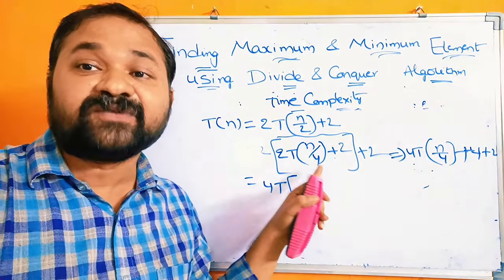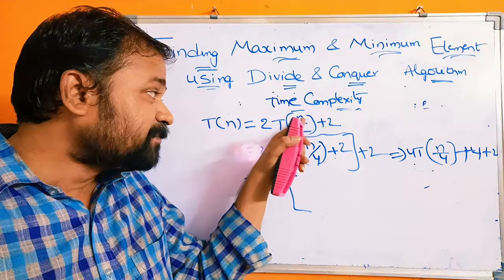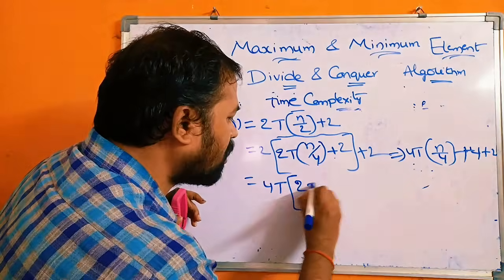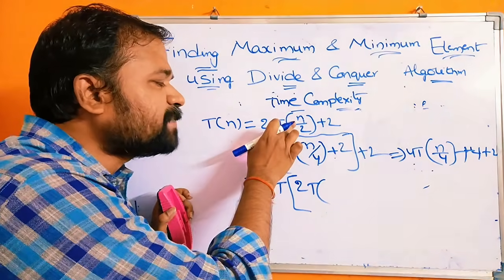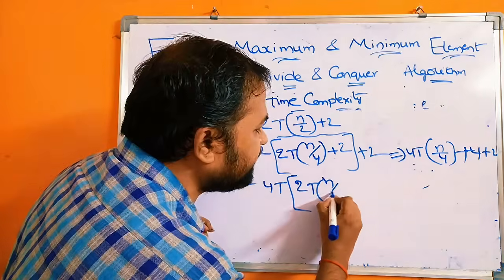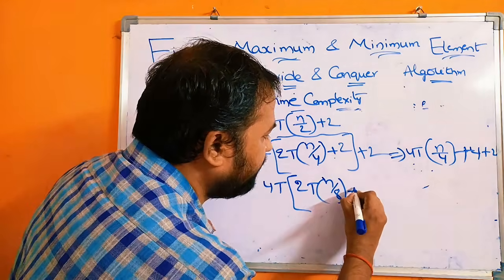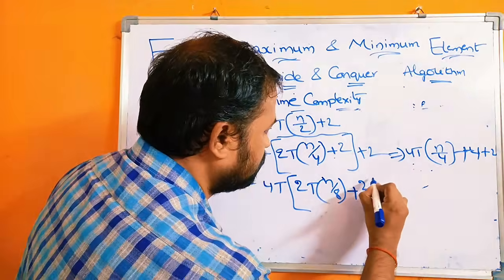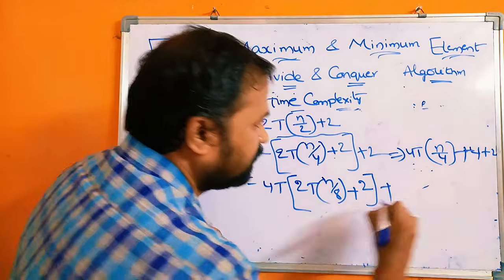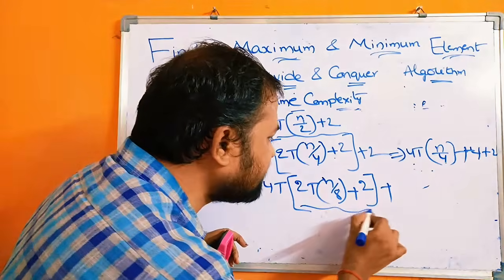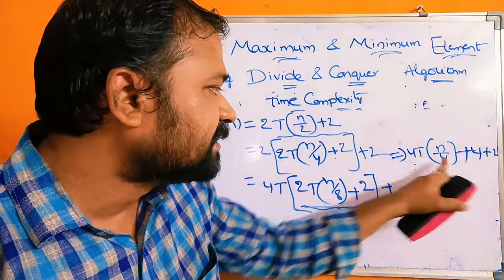Let us derive T of n by 4. So that means in place of this n, we have to substitute n by 4. So 2T of, if you substitute n by 4 in place of n, then n by 4 by 2. So that is nothing but n by 8. n by 8 plus we have to write what? This 2. So now we have calculated what? T of n by 4. So this is nothing but the formula for T of n by 4.